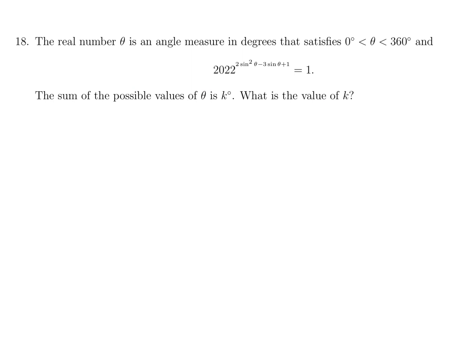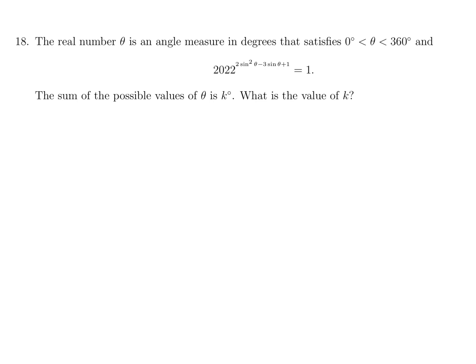The real number theta is an angle measure in degrees that satisfies theta between 0 and 360 and 2002 to the power of 2 sine squared theta minus 3 sine theta plus 1 is 1. The sum of the possible values of theta is k. What is the value of k?